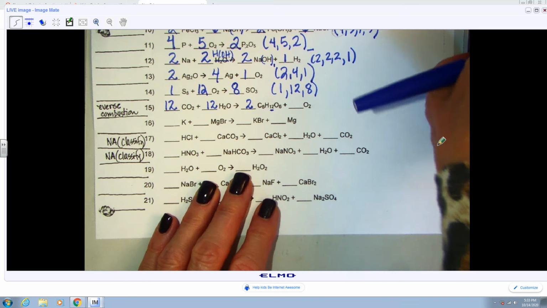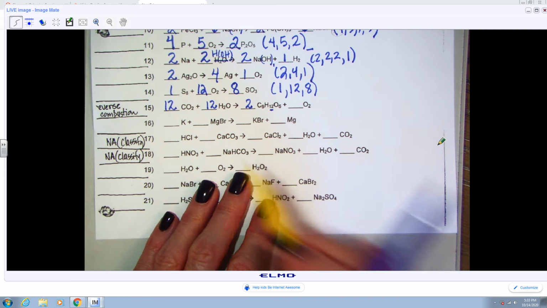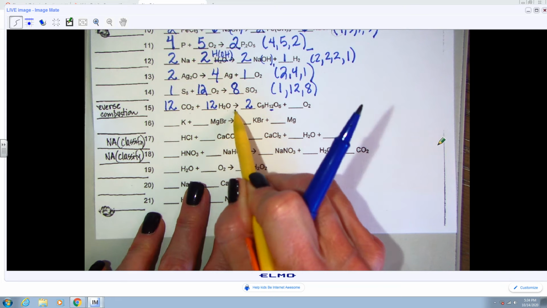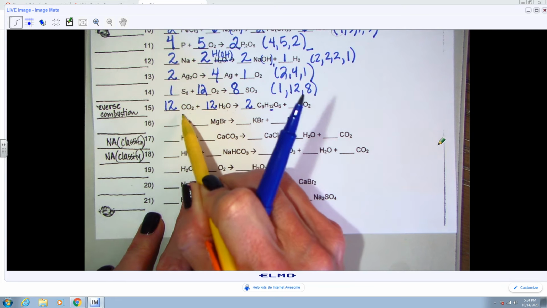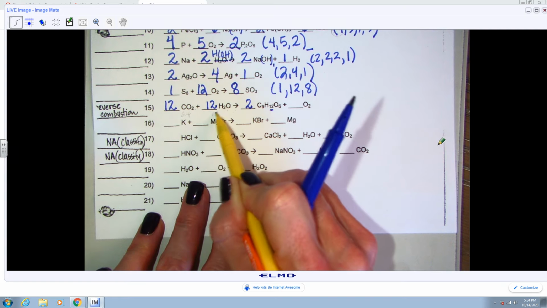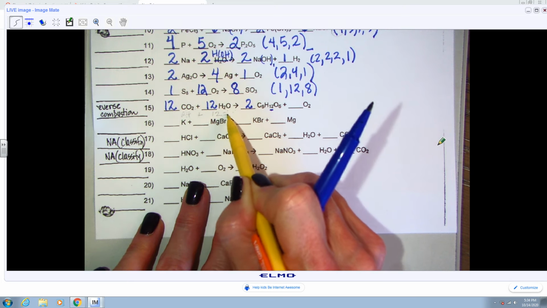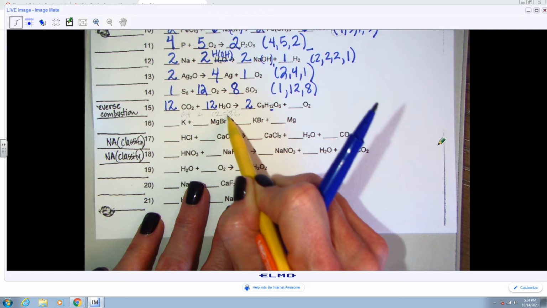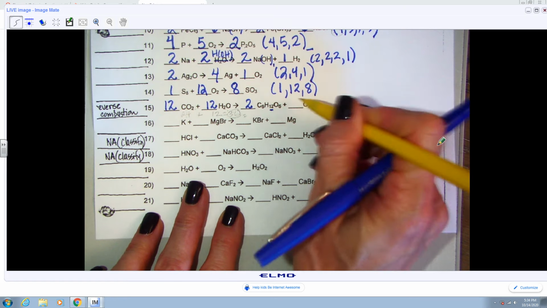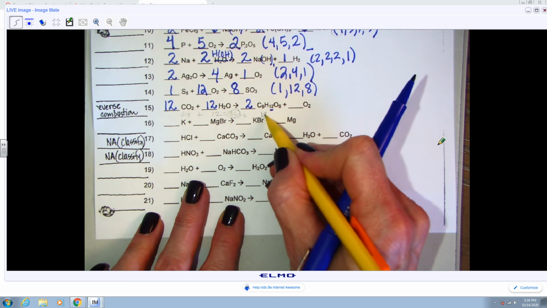Now remember, the thing with the combustions that make them so challenging is those oxygens. So let's add up our oxygens on this side. Since we have coefficients in front of both of these compounds, let's total up our oxygens. 12 times 2 is 24. And then 12 times 1 is 12. So we got 24 plus 12. That's going to give me a total of 36 oxygens on the reactant side. So we got to get 36 oxygens on the product side. So we have 2 times 6 is 12.